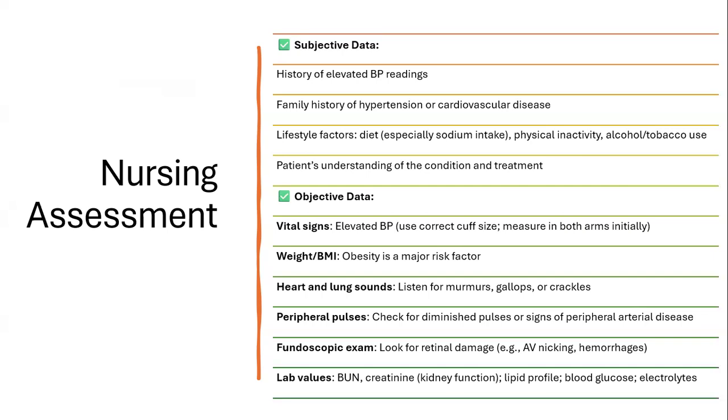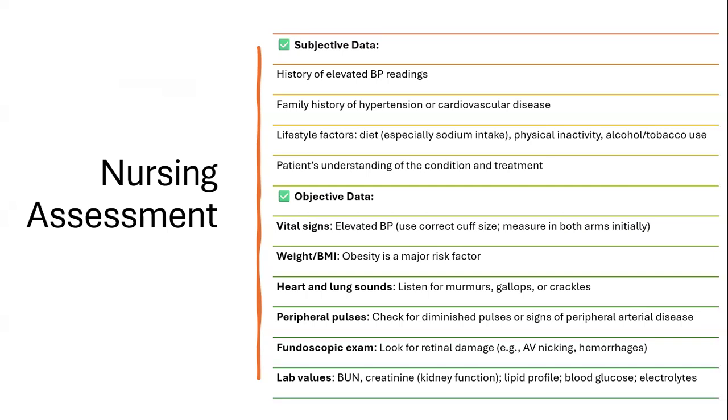Auscultate the heart and lung sounds, listen for murmurs, gallops, or crackles because they are related to CAD, heart failure, and also hypertrophy. Check for the peripheral pulse to check for the common complications, because as you saw before, the common complication is the absence of peripheral pulse.